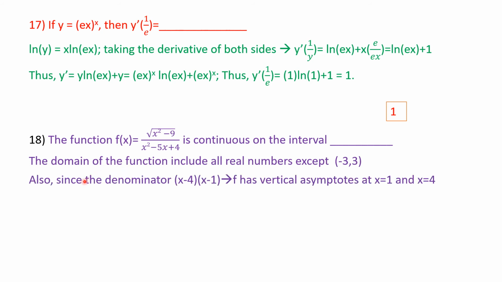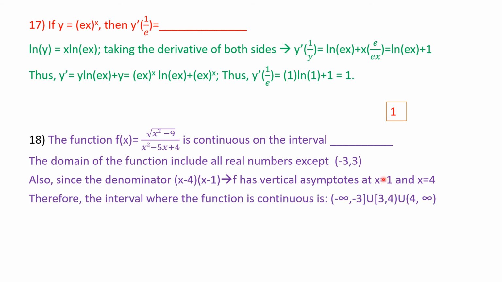So the next thing we have to do is look at the denominator and factor it. When we factor the denominator, it will give us two vertical asymptotes. The first vertical asymptote is at x equal to 1 and the second at x equal to 4. The one at x equal to 1 will not be included because it is in the excluded portion of the domain. It's in between negative 3 and positive 3. So we're not going to include it when we're figuring out the continuity.